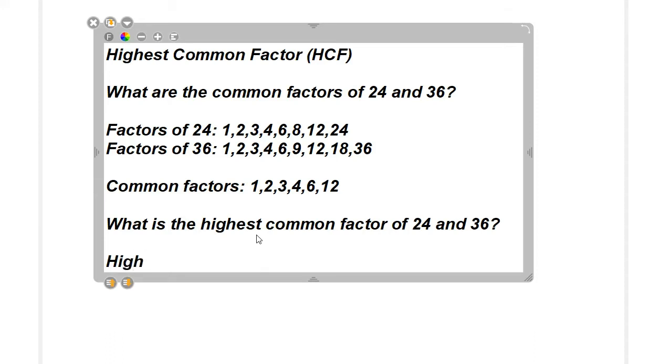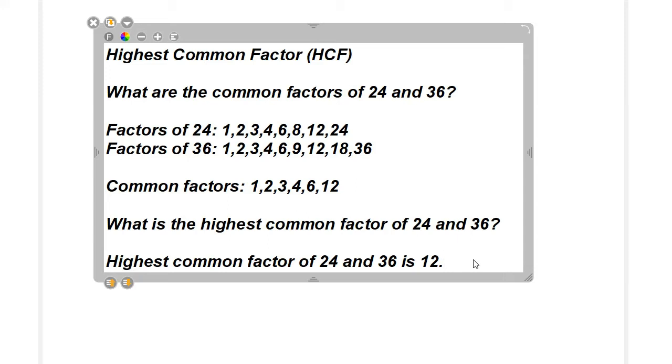I think it's better to write it in full form, but occasionally they would use this short form. The highest common factor of 24 and 36 is the highest of these common factors. So the highest common factor is 12.